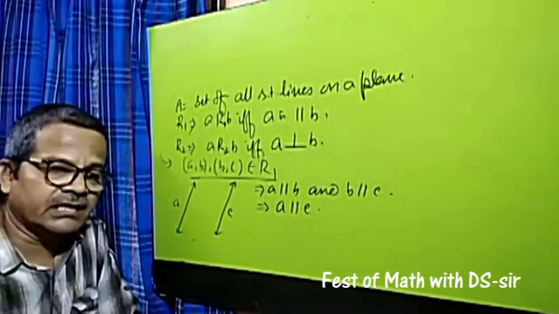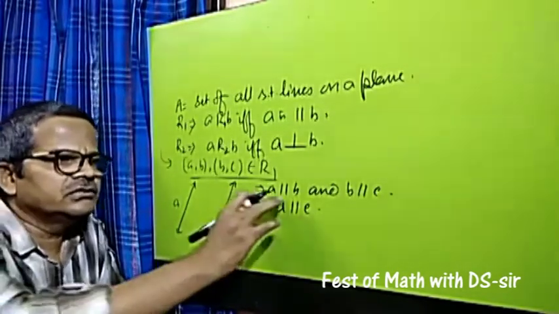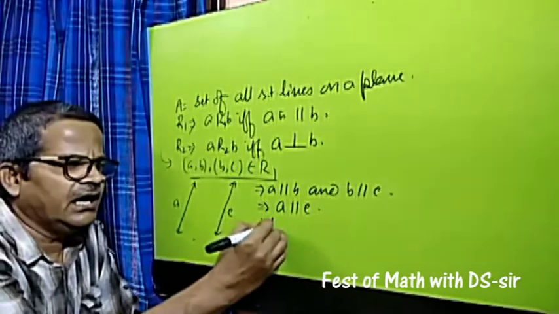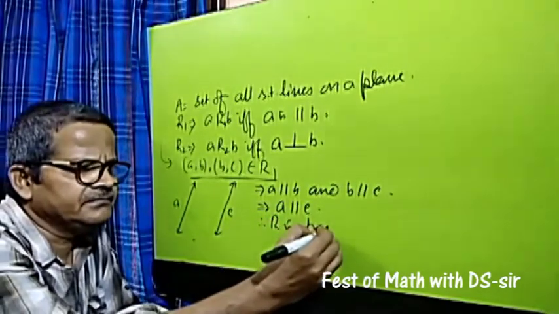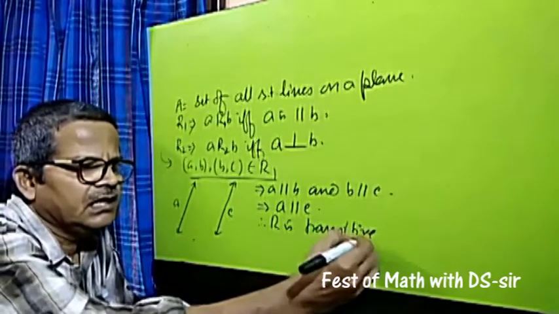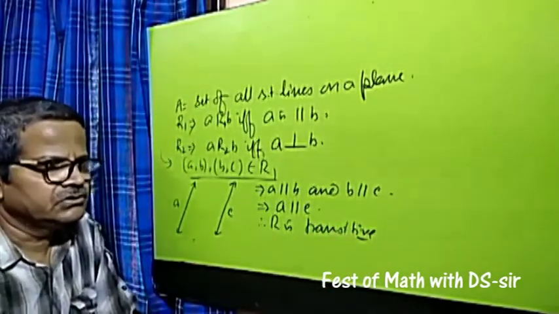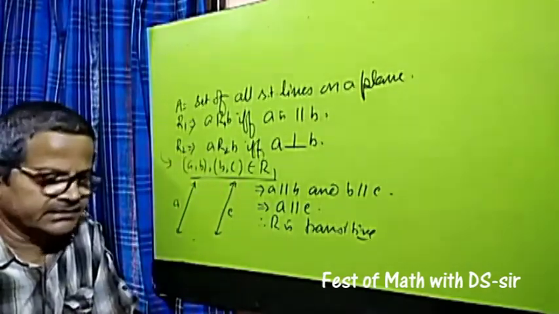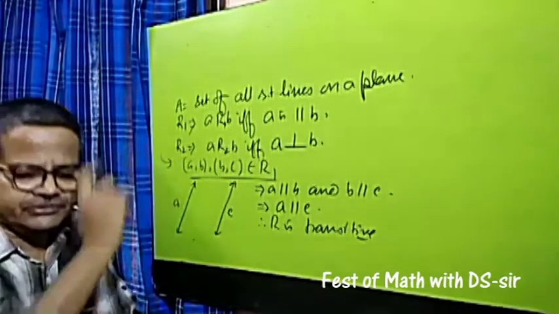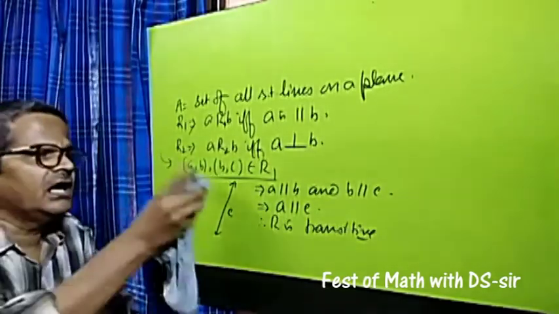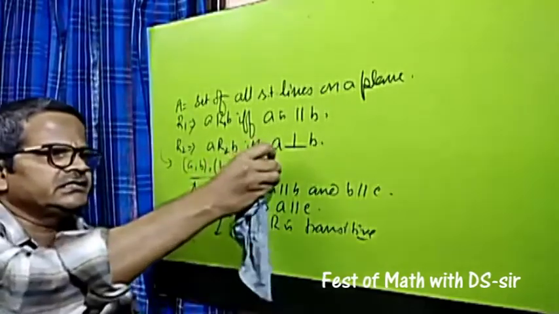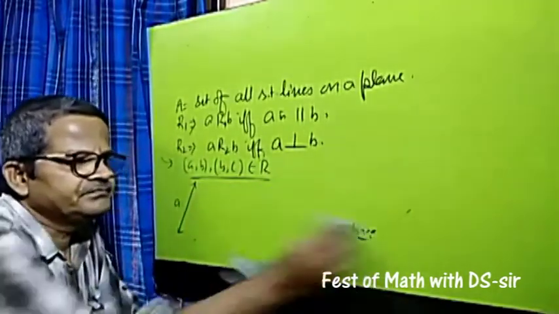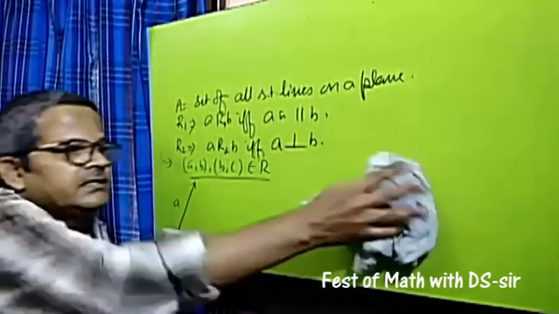This was in your class 8 syllabus. So this proves that A parallel to C, that is, R is transitive. So this way we can check the transitivity of a relation. Next comes R2. Just I change this 1 to 2 and the diagram will change.